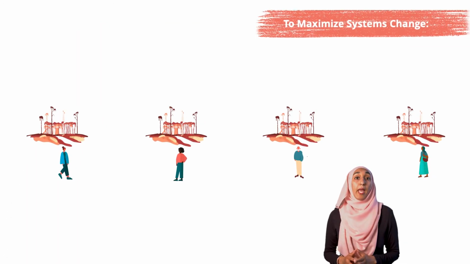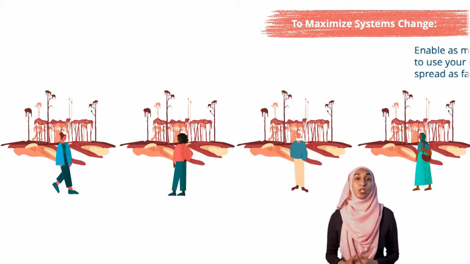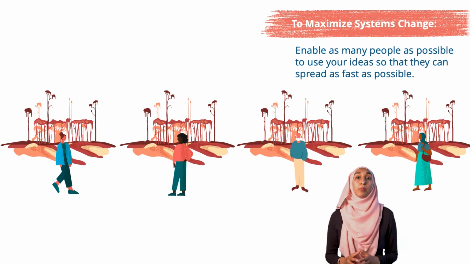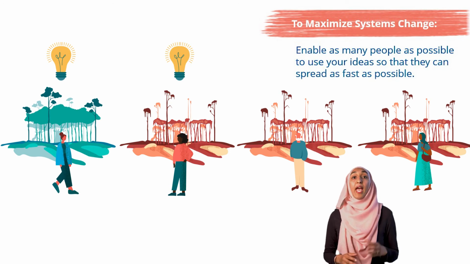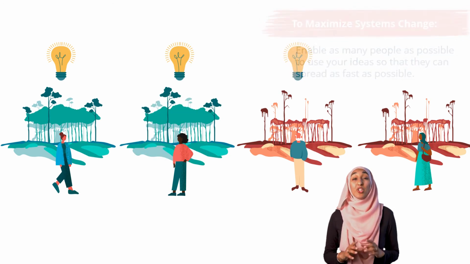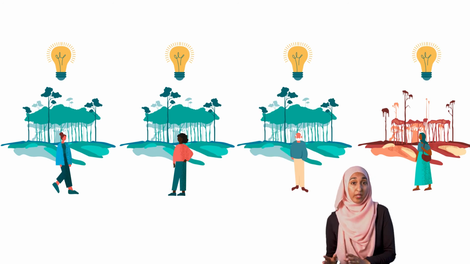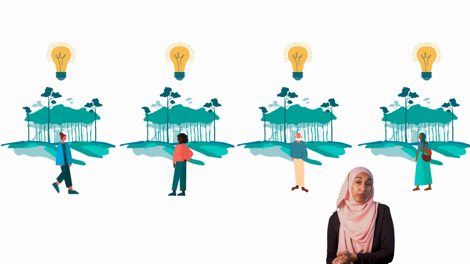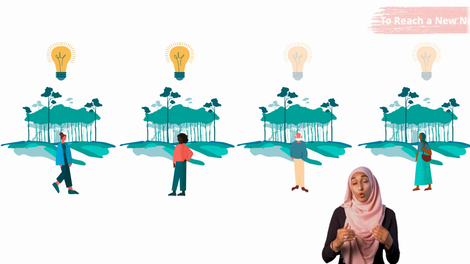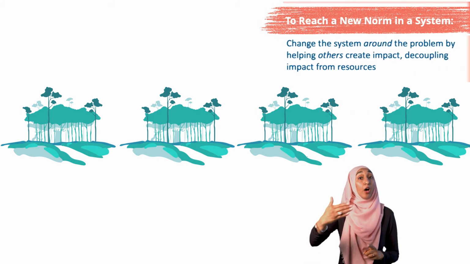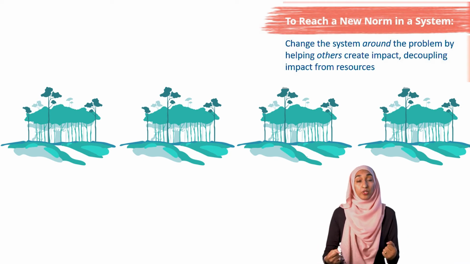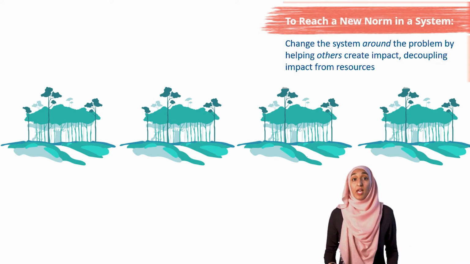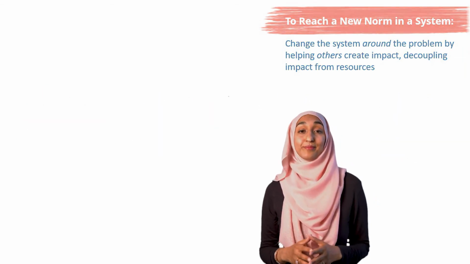It is this indirect impact that we want to maximize to create systems change. We want to enable as many people as possible to use our ideas so that they can spread as fast as possible. And successful social entrepreneurs generally don't just do one or the other. They complement direct impact with indirect impact. So the more we change the system around the problem by helping others create impact, the more we can decouple impact from resources and eventually, with the appropriate systems change strategies, achieve a tipping point where the solution becomes the new norm in a system.